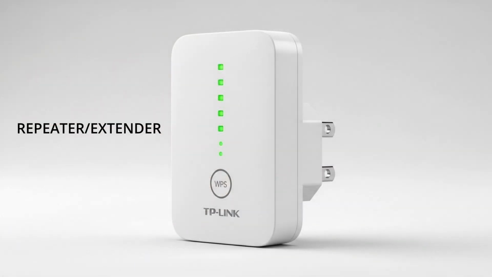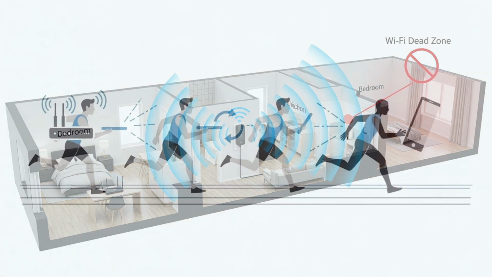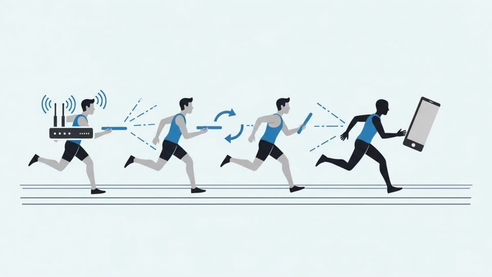Repeater/extender. A Wi-Fi repeater or extender is a small device, usually about the size of a phone charger, that plugs directly into a wall outlet. It receives your existing Wi-Fi signal and rebroadcasts it to reach areas where the signal is weak or dead. Think of it like a relay runner passing the baton. It catches the signal from your router and throws it further.